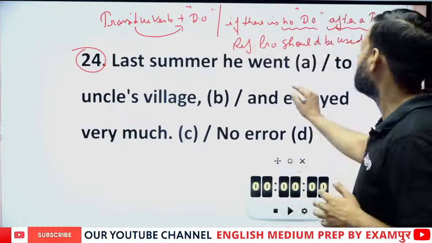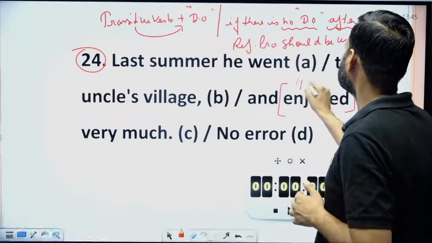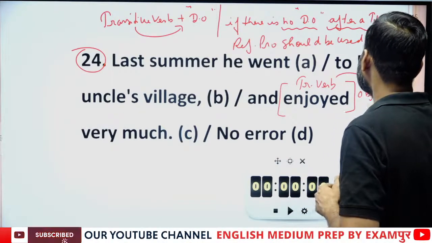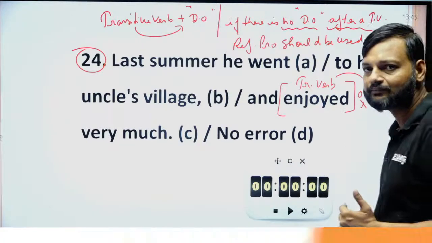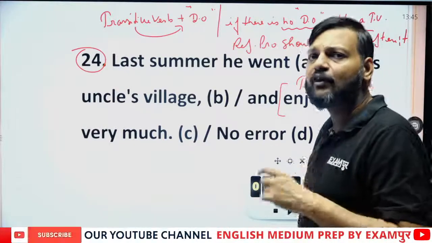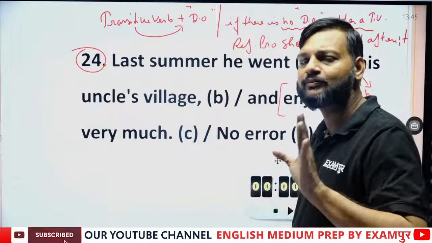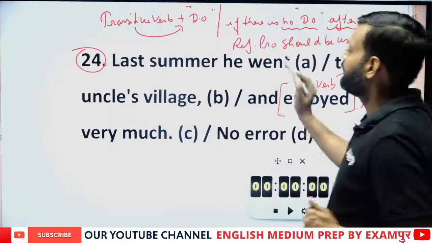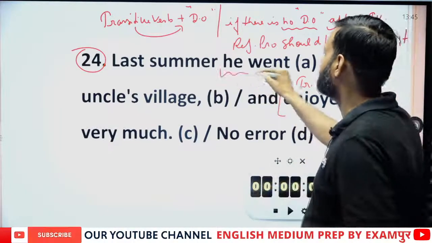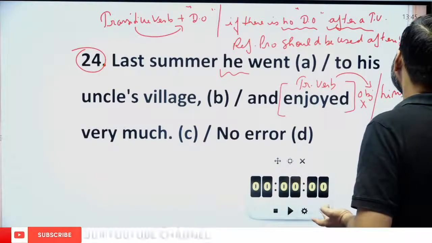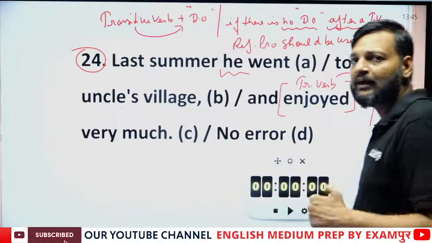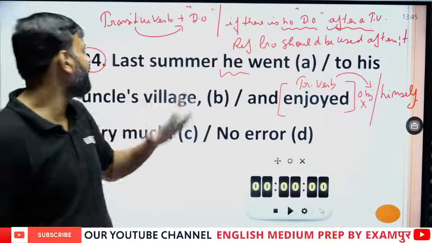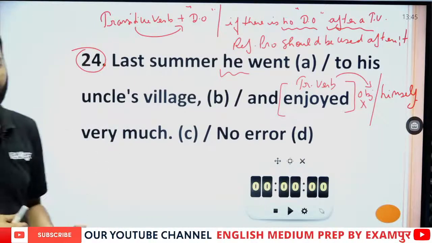Now as we can see, here we have enjoyed, which is a transitive verb, but there is no object after it. Since the transitive verb is not followed by a direct object, a reflexive pronoun must be used to fill the gap. The reflexive pronoun is always according to the subject. So here the subject is he, so the reflexive pronoun would be himself. So the sentence would be, last summer he went to his uncle's village and enjoyed himself very much.